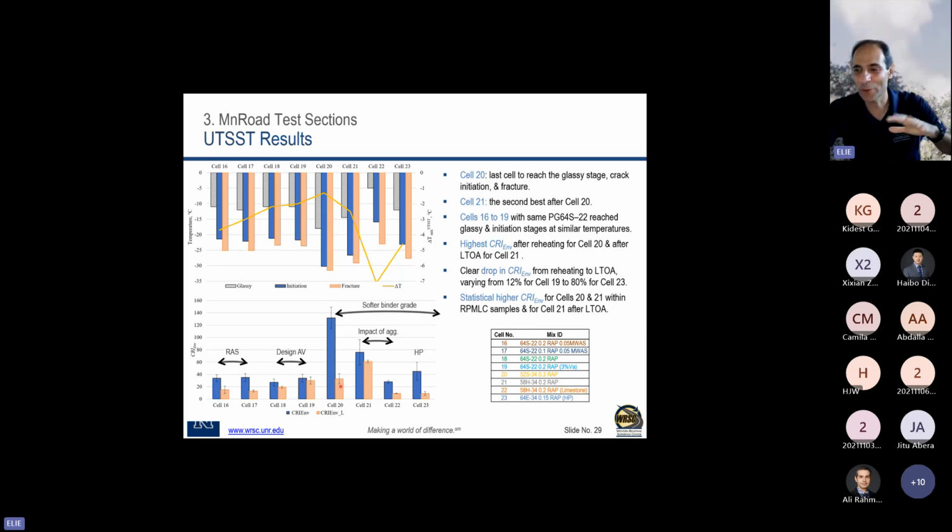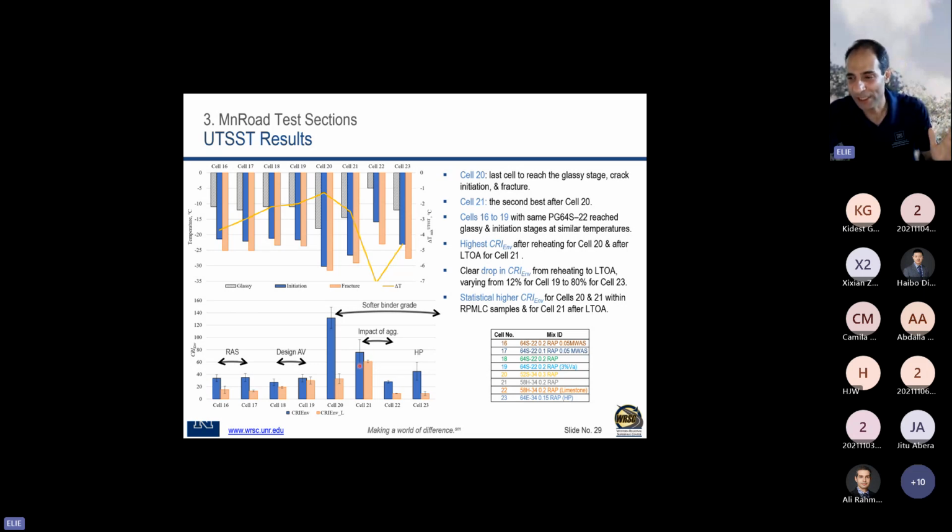So there's something to it. It might be good early on, but it might be susceptible to aging. The one showing relatively higher values is cell 21, which is a 58-34 with only 20% RAP. Whether after short-term or long-term aging, it's showing the best performance, especially after long-term.